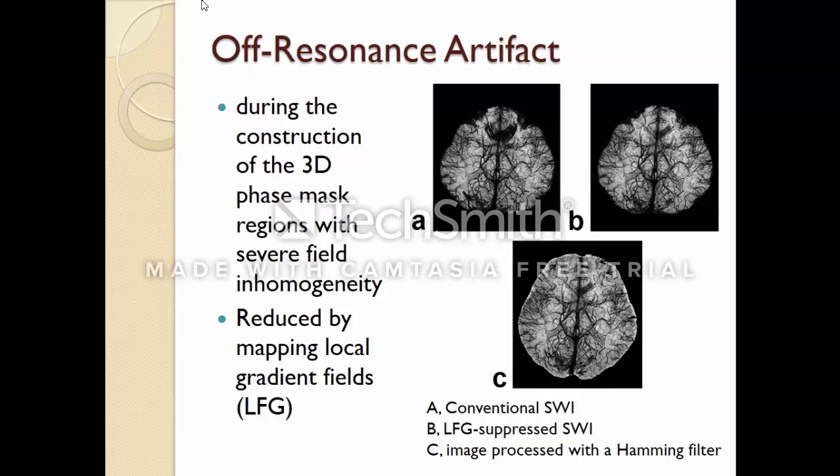So another artifact is the off-resonance artifact. This artifact arises during the construction of the 3D phase mask in regions with a severe field inhomogeneity due to off-resonance effect. In order to reduce this artifact, an approach is presented to map local field gradients by using 3D SWI data without phase unwrapping, and that method is quite effective. As you can see, here is the conventional SWI, and this is after applying the local gradient fields, and the image is getting better when the image is processed with a Hamming filter.